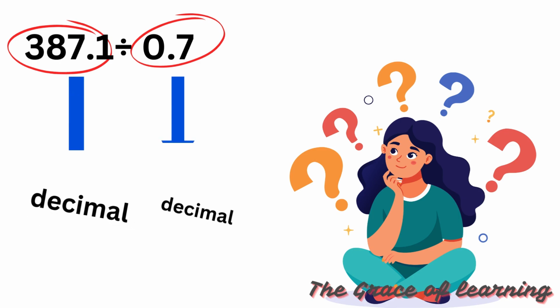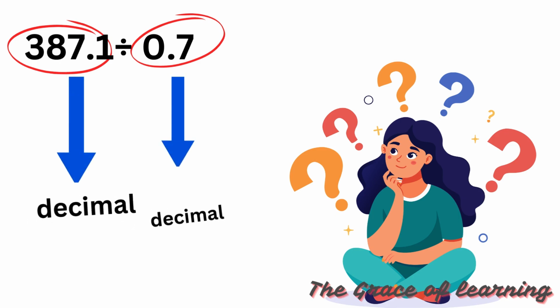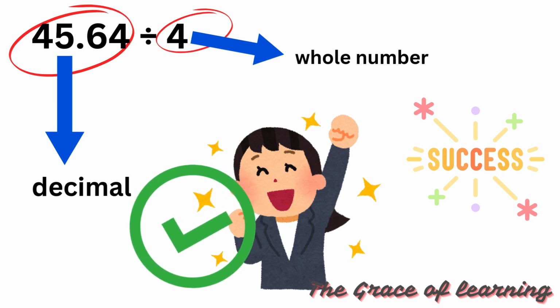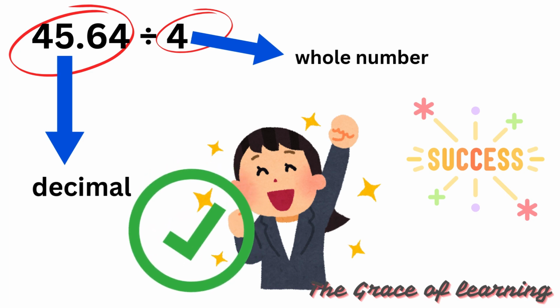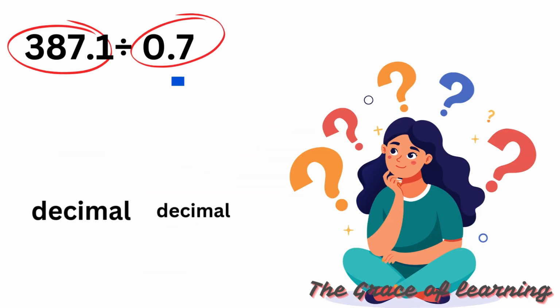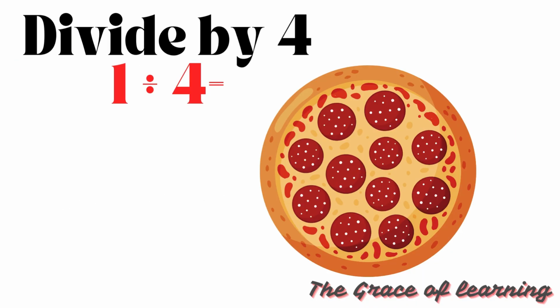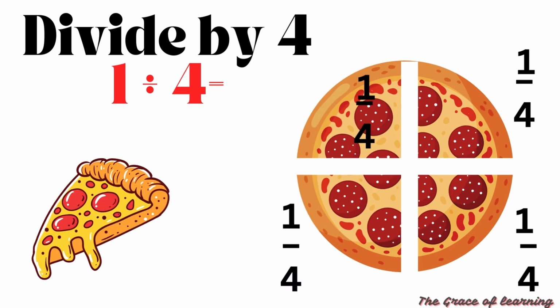Now, what if you are dividing a decimal by another decimal? We just did decimal divided by a whole number and you mastered it like a pro. But what if you're dividing a decimal by another decimal? If you divide a whole pizza into 4 equal parts, each pizza slice is 1 out of 4.